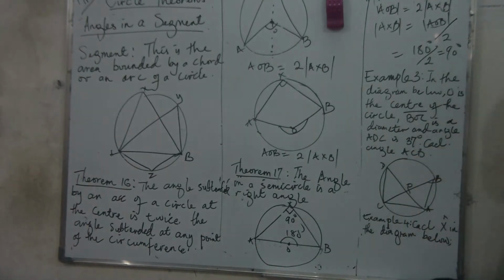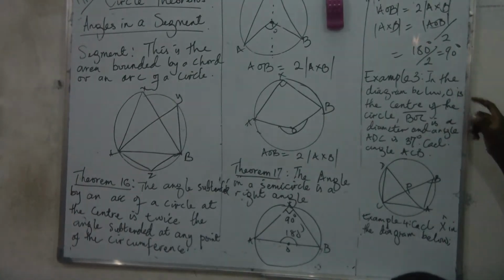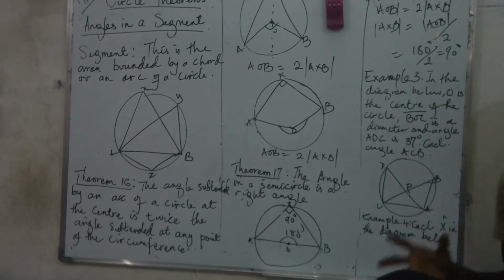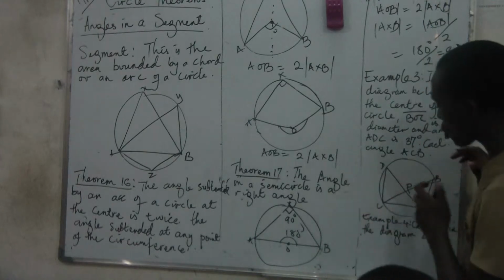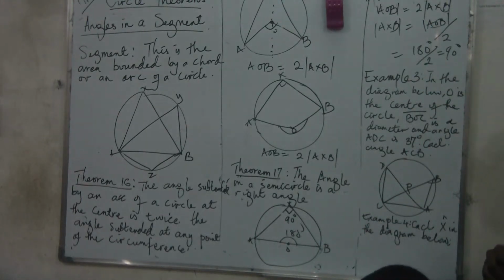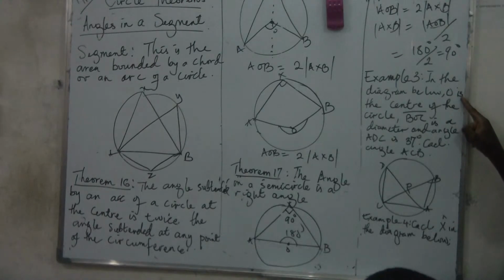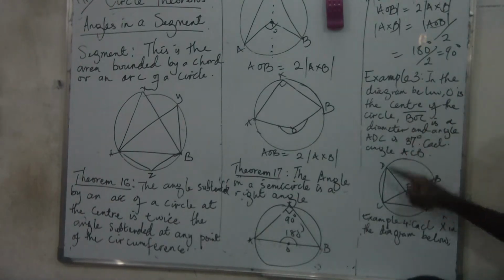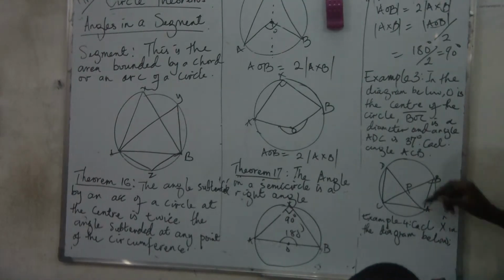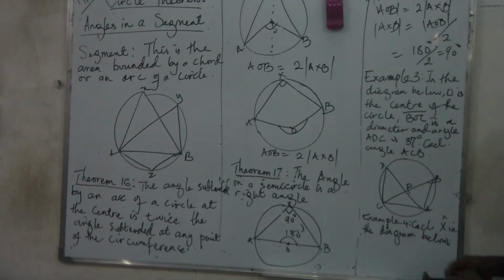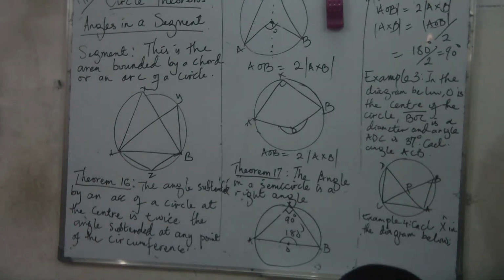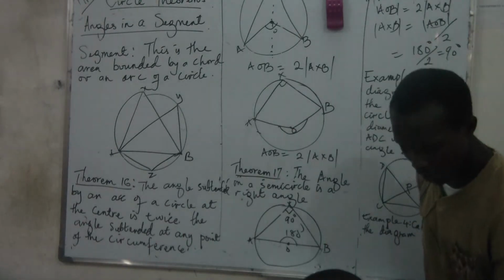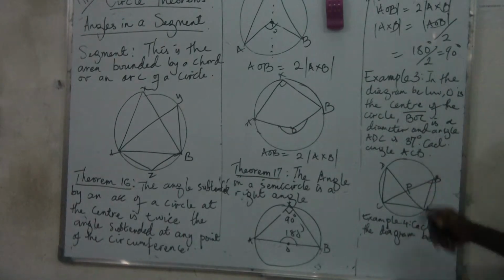Let's take a few examples to illustrate what we have done so far, theorem 16 and 17. The first question says, in the diagram below, which is this diagram, as we are analyzing the question, you can make reference to the diagram and confirm the information. In the diagram below, O is the center of the circle. And so this is O, the center point. And they're telling us that BOC is a diameter. Pay attention very closely, because we're going to dissect.